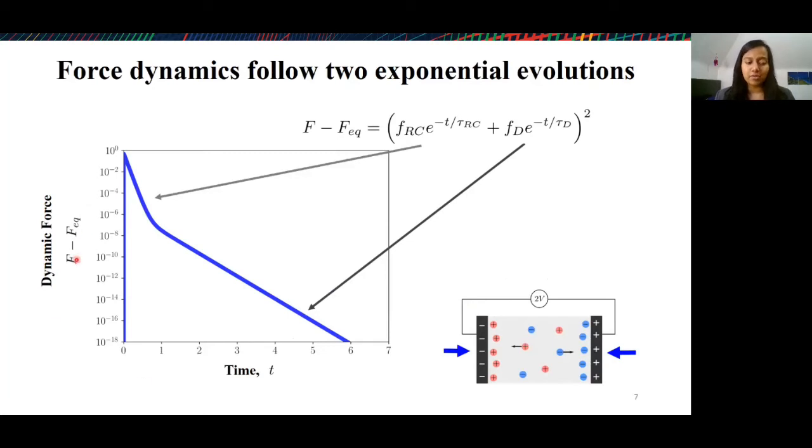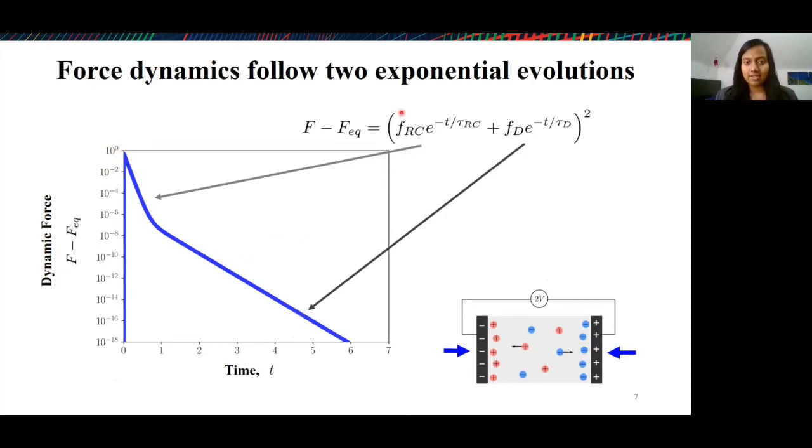Here, the dynamic force is the transient force subtracted by the equilibrium value. So I've removed the equilibrium contribution to the force, and this is just the transients. This is a log linear plot, and you can see that the dynamic force seems to have two straight line evolutions. A straight line in a log linear plot indicates an exponential decay. So this basically means that the dynamic force is composed of two exponential decays.